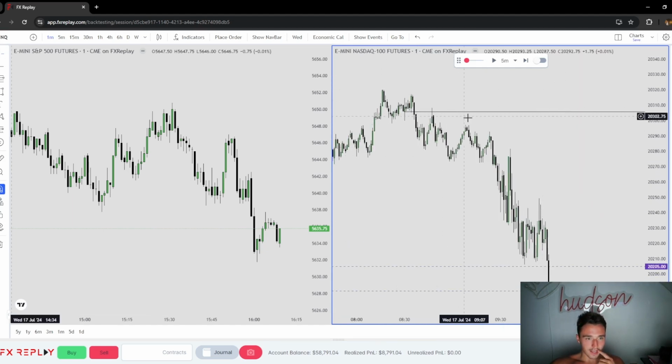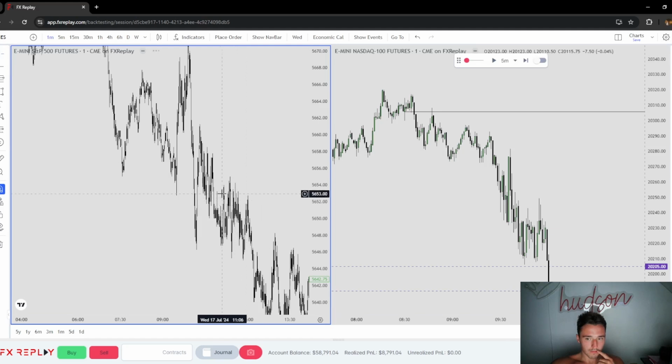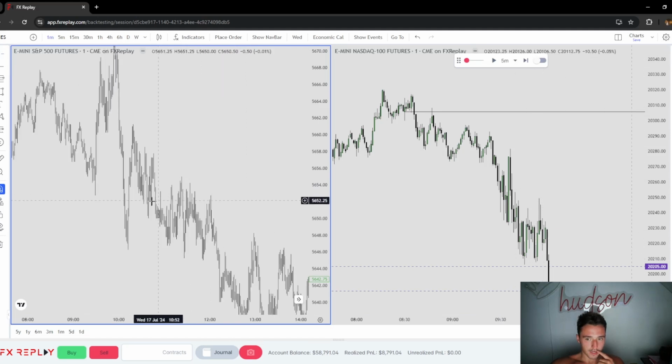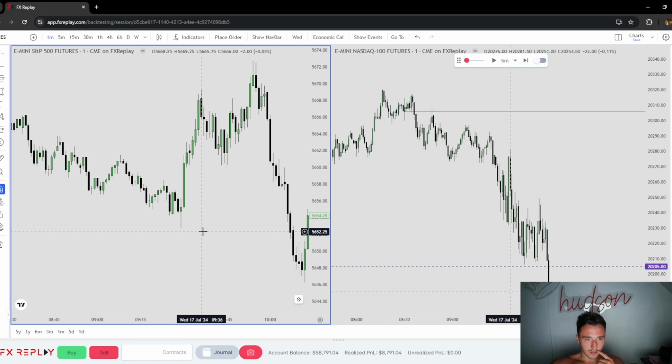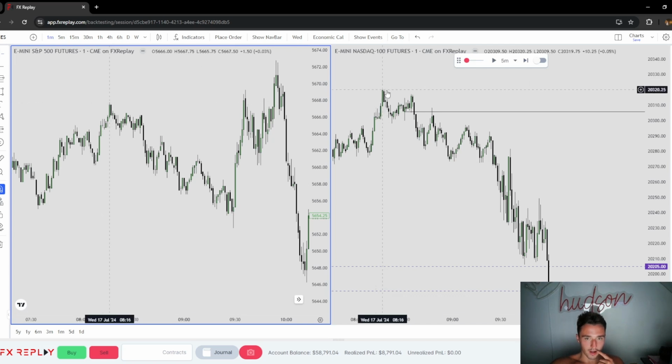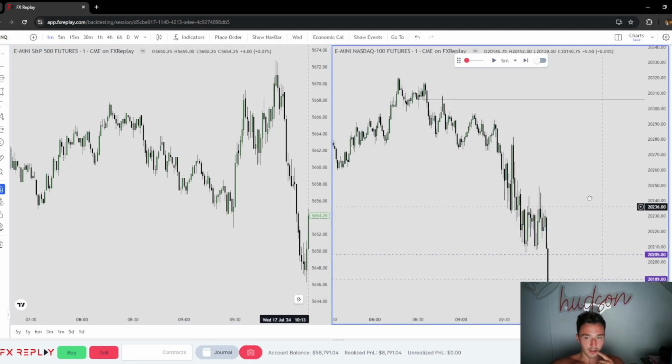So we had this SMT where? Right here. We had this SMT all the way, right? NQ is trading all the way down here, ES is trading all the way up here. Here's that high on ES, NQ is all the way down here, right? So this is a huge SMT.